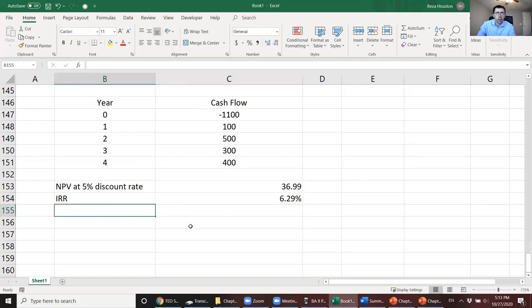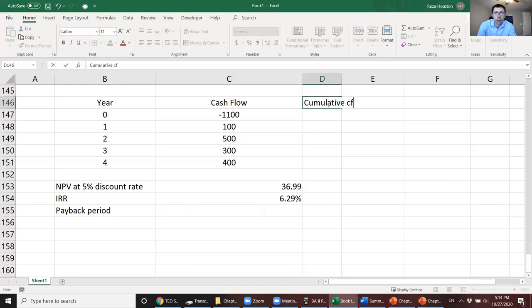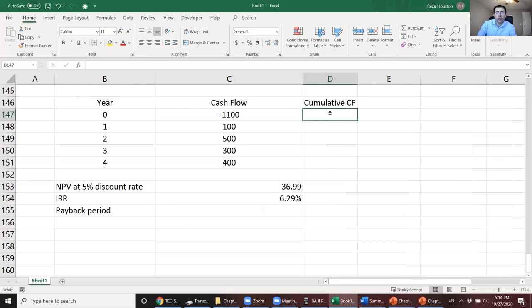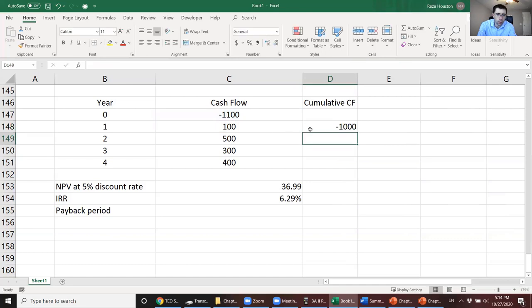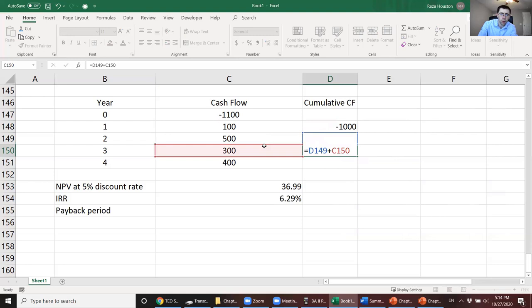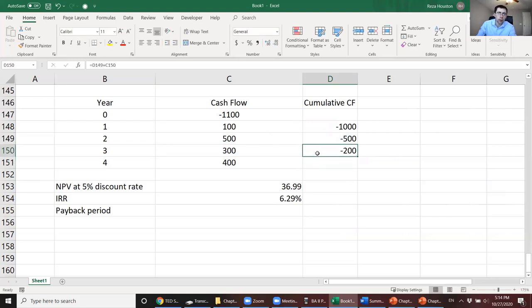Pretty easy. Next, let's get our payback period. The way we calculate our payback period is by determining at what point we get paid back our initial investment. In year one, we've invested $1,100 and we received a $100 cash flow, so we still have $1,000 to go. Next year, we receive $500, so we still have $500 to go. Next year, we receive another $300, and so we still have $200 to go. And notice here that in the final year, we receive $400 and we still have $200 to go.